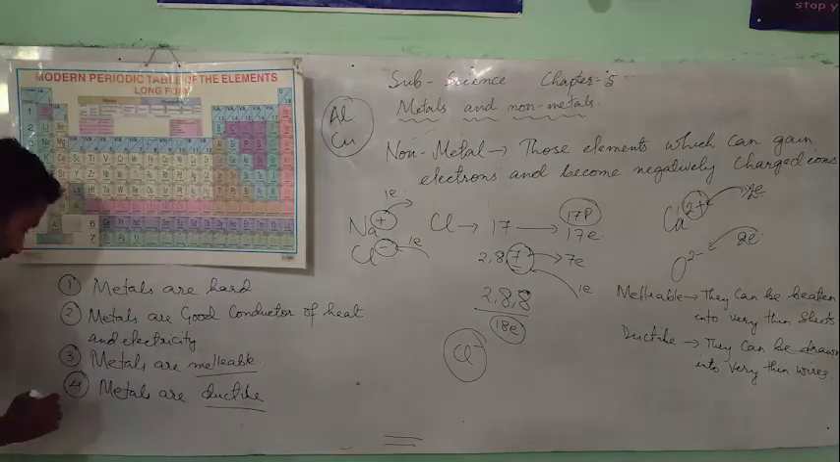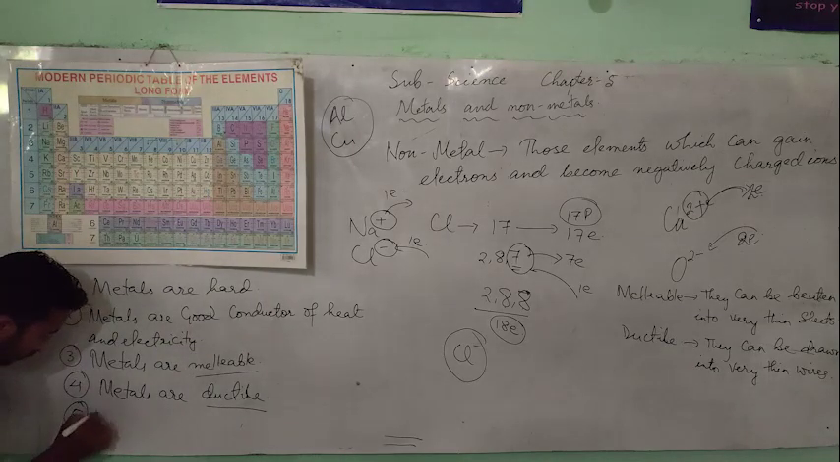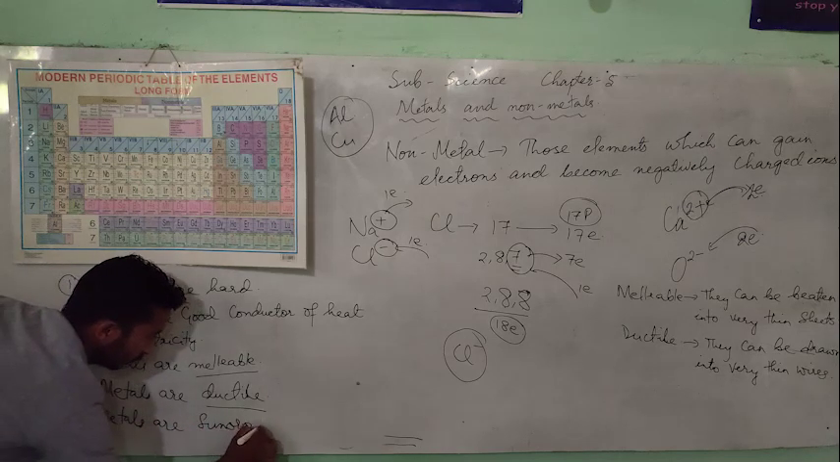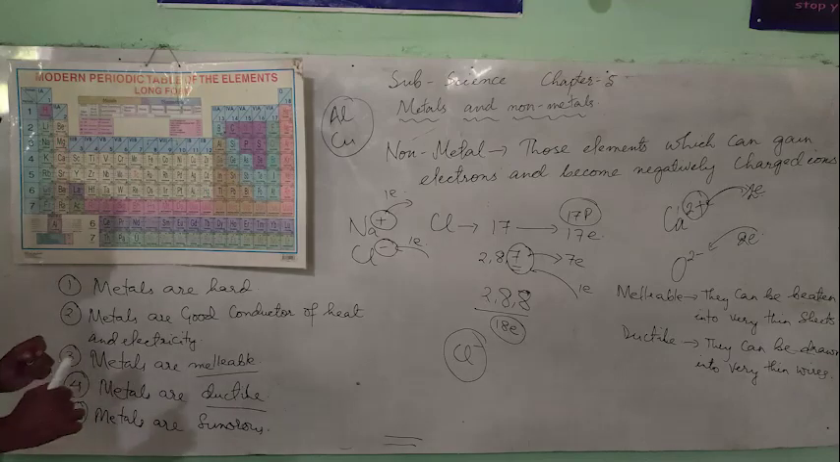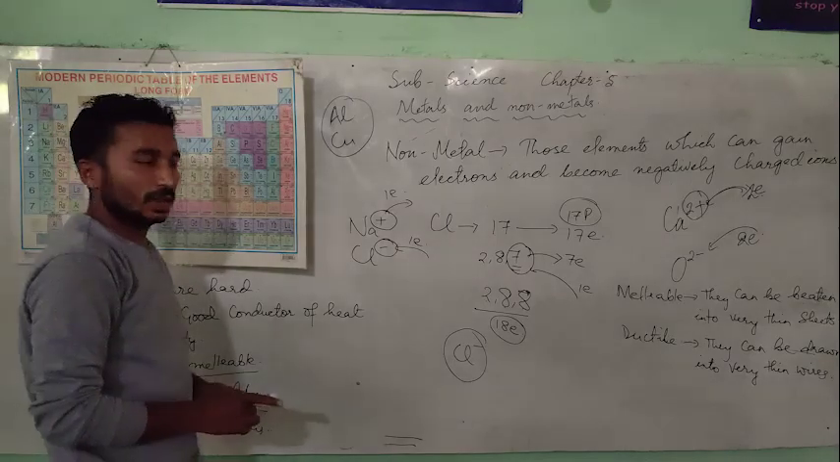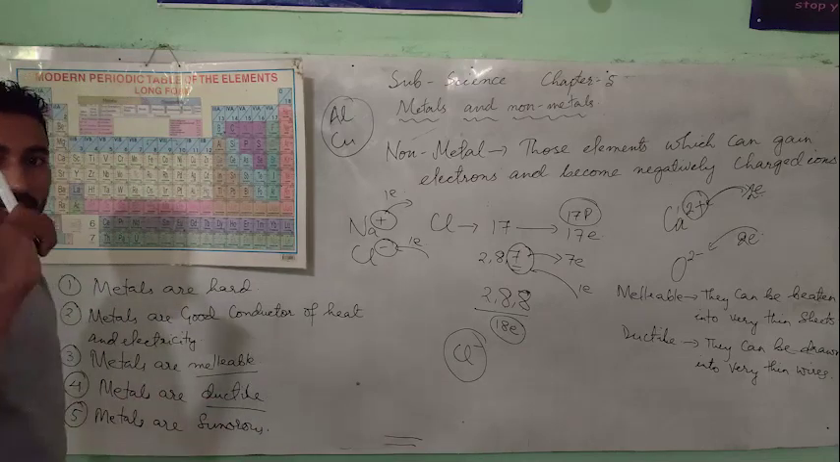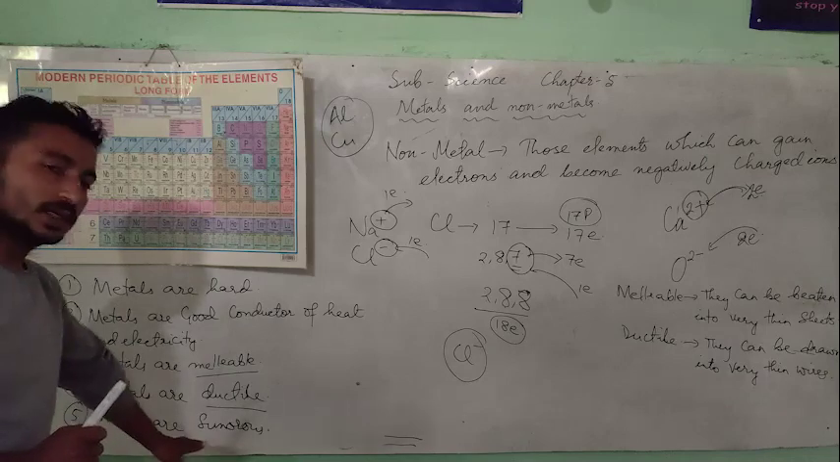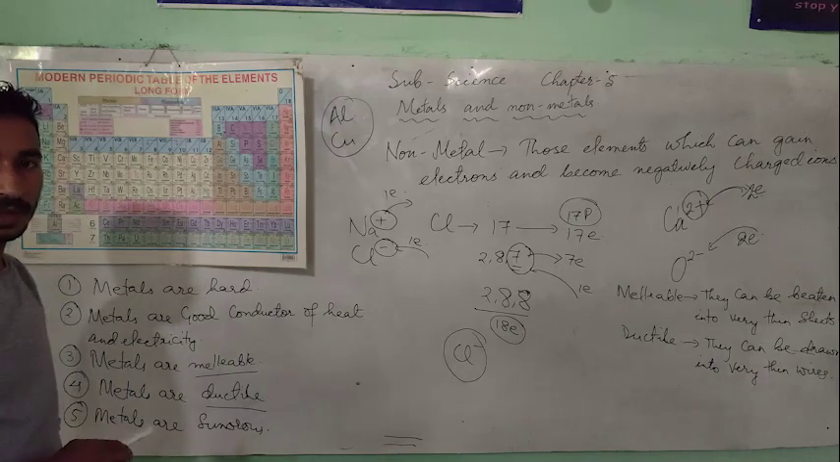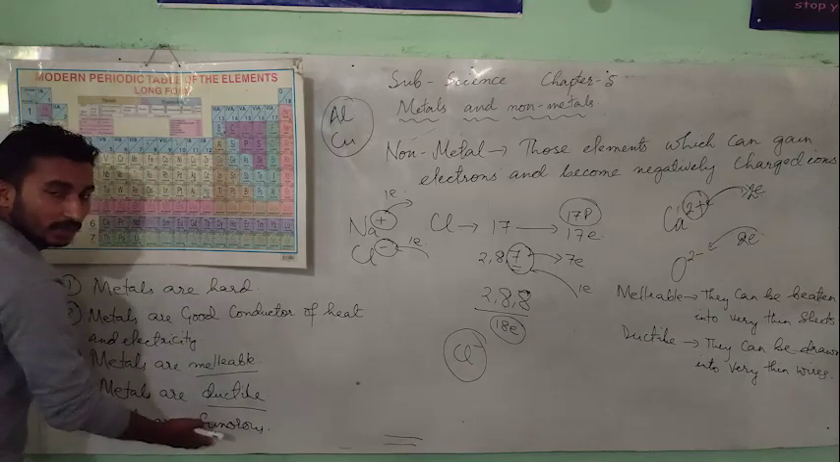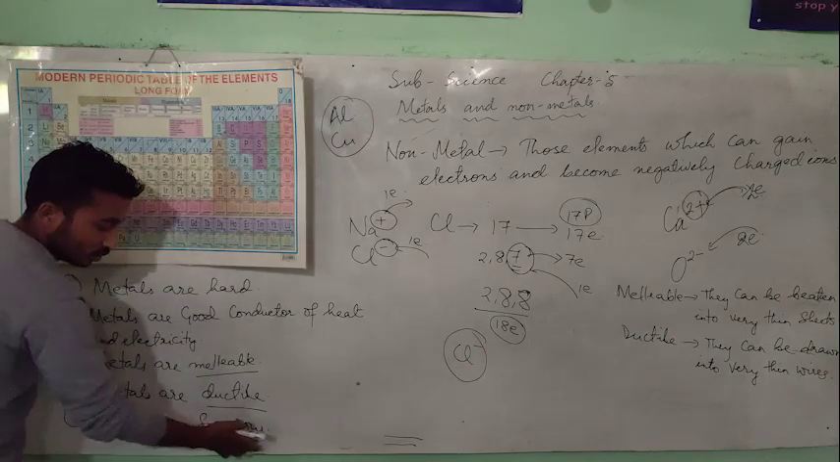And the next one, metals are sonorous. By the word sonorous, it means metals produce a ringing sound when they are struck. That means when we hit a metal, it produces the sound of ringing. So this producing of ringing sound for metal, we call it sonorous.